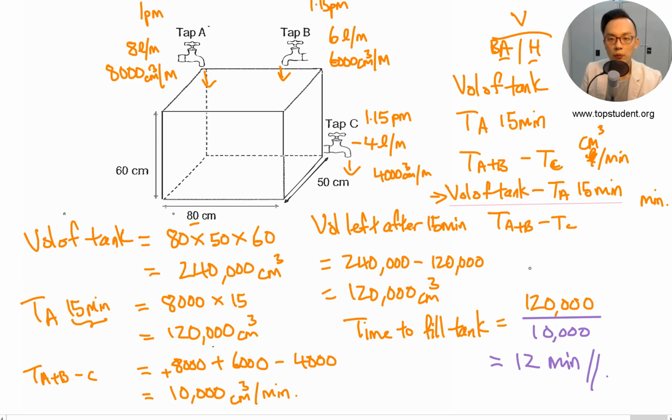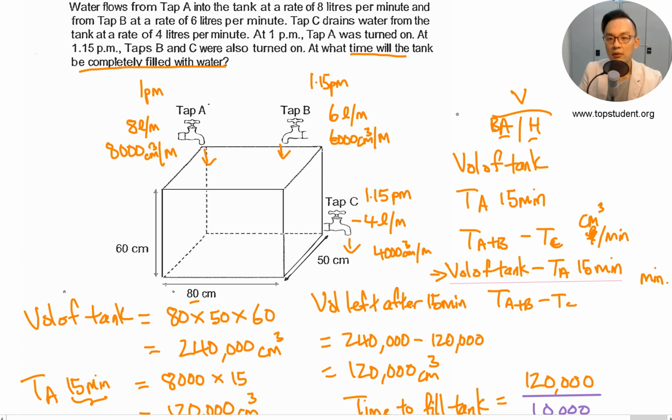So let me just quickly go through this. I'll go through the thought process first. So always write down the formula before you start. First of all, I know I want to find the volume of the tank. Second, I want to find tap A after 15 minutes. How much is the volume? Number 3, I want to find tap A plus B minus tap C, because I know A and B goes in, C comes out. So I want to find out what is the net rate of water going in, in cubic centimeters. And then finally, I want to find the volume of the tank minus away tap A, and then I divide it by tap A plus B minus C.